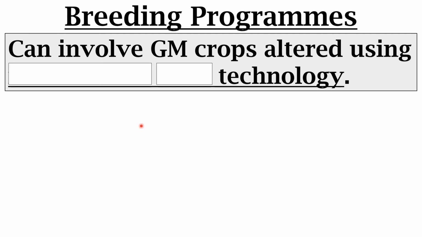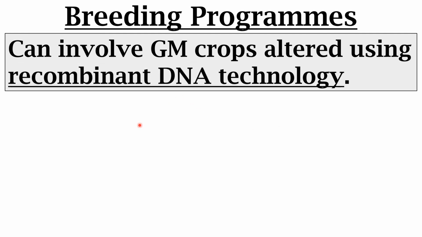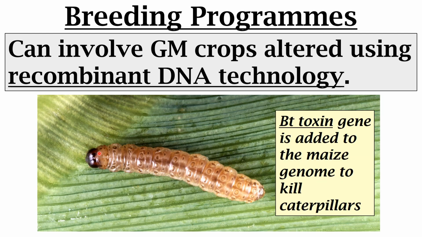And you can use genetically modified crops as well. Remember, going back to Unit 2, you've got your recombinant DNA technology. So if you think about a pest, so maize, which is sweet corn, you can add Bt toxin gene to their genome and they kill caterpillars. So the caterpillars, of course, would reduce the yield of the crop. So that would be a possibility.